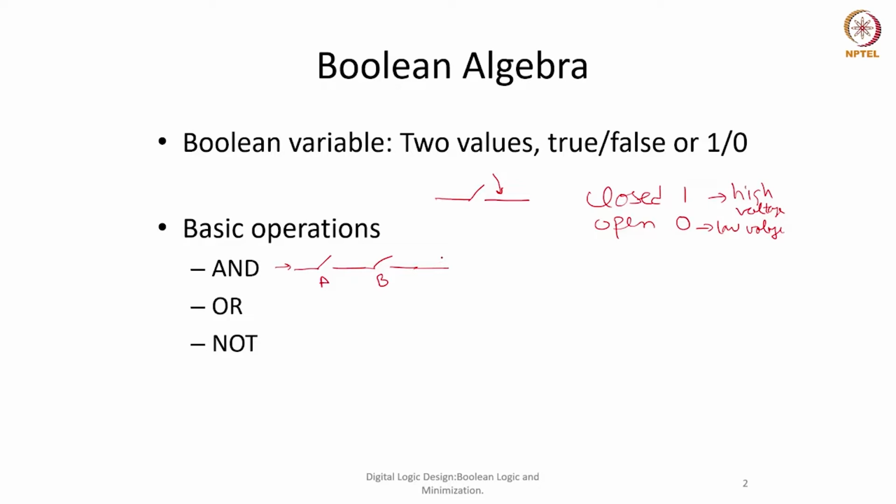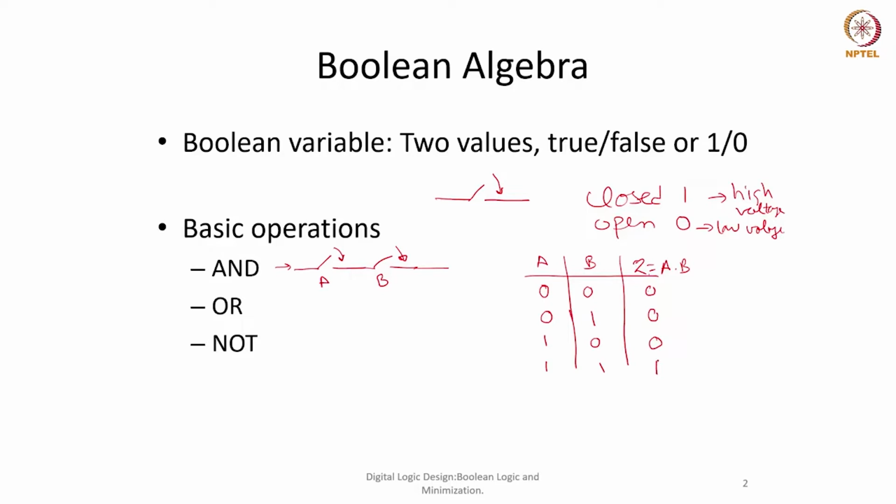If this is the A value and this is the B value, and both of them are open, that means both are 0, my combined output Z would be 0. Let us say one of them is open and one is closed. What is the effective output of this whole circuit? It is still open. Let's say A is open but B is closed; because A is open, current cannot transfer from this point to this point, so Z is going to be 0. Similarly, if A is 1 and B is 0, then also my output is going to be 0. When both of them are closed, then only my output will be 1.